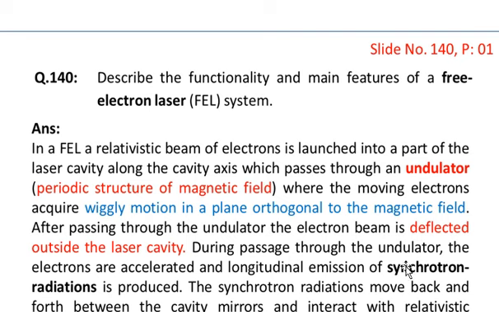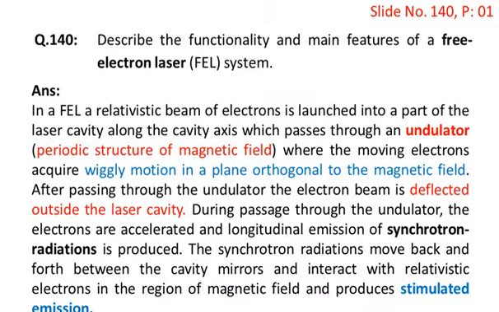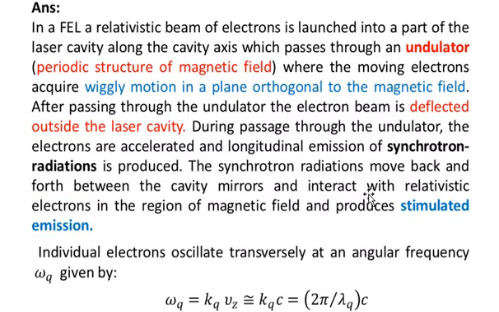During the passage through the undulator, the electrons are accelerated and longitudinal emission of synchrotron radiation is produced. The synchrotron radiations move back and forth between the cavity mirrors and interact with the relativistic electrons in the region of a magnetic field and produce a stimulated emission.